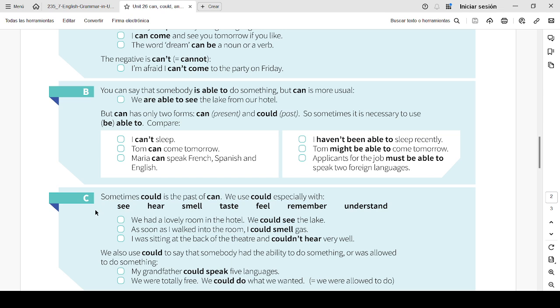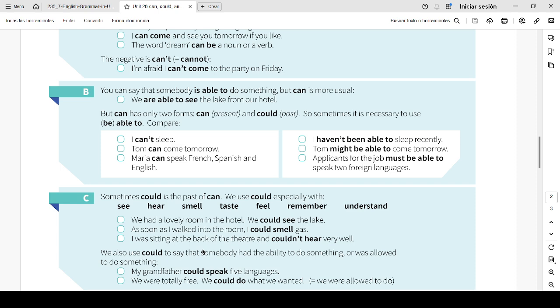Sometimes could is the past of can. We use could especially with see, hear, smell, taste, feel, remember, and understand. For example, we had a lovely room in the hotel. We could see the lake. As soon as I walked into the room, I could smell gas.